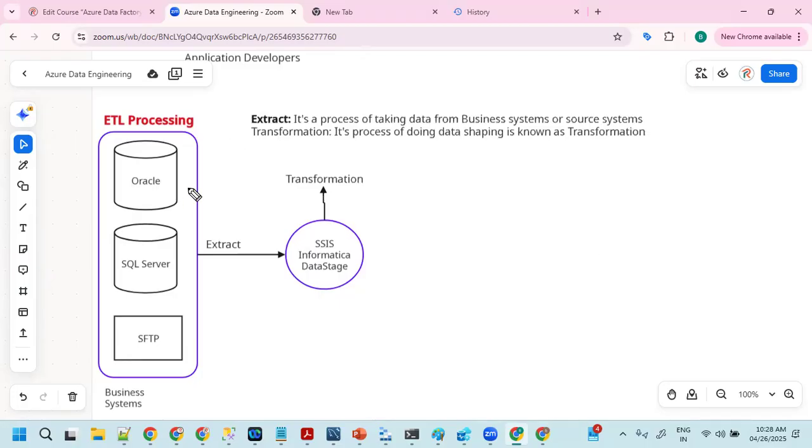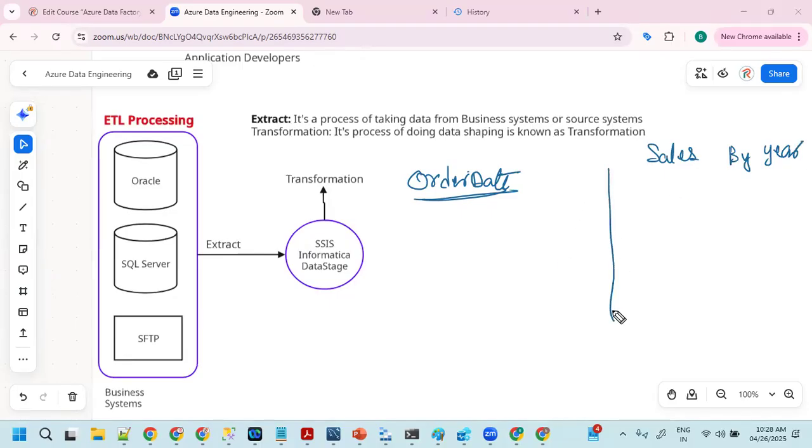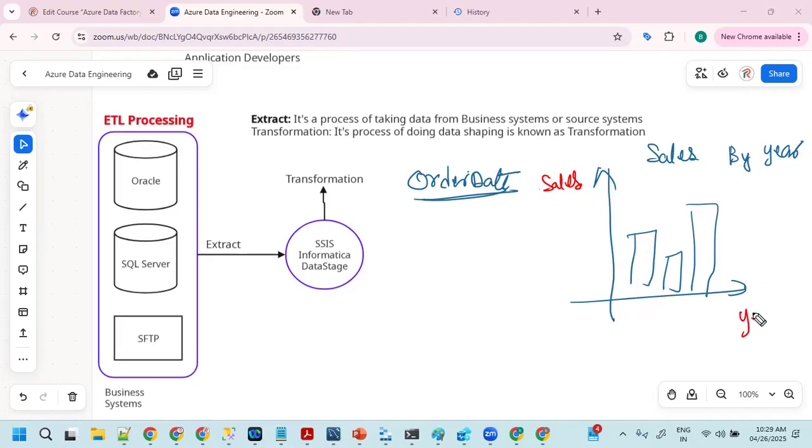Let's say, for example, I have an order date in the source. But I wanted to analyze my business. I wanted to see sales by year. So you require some chart, for example a column chart. I'm just doing it roughly. Here I'm going to show sales and year. Then what is the sales for 2023, 2024, and 2025?